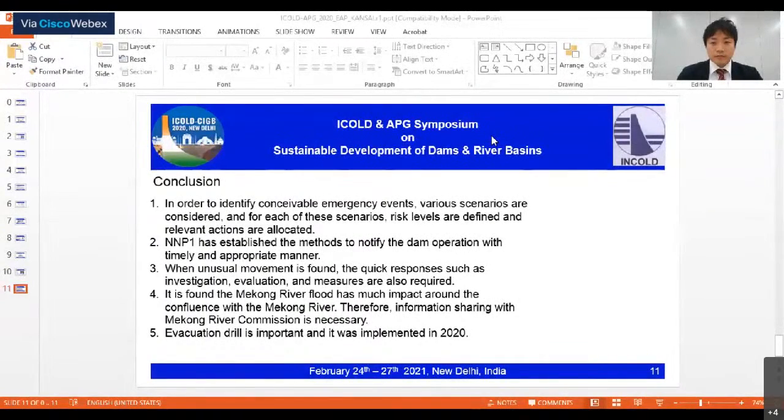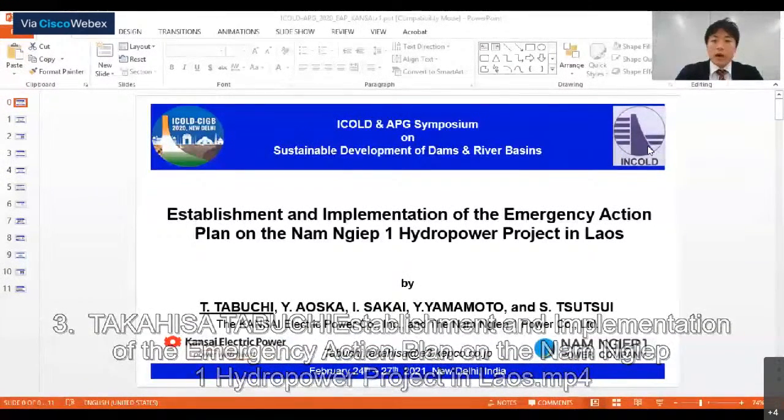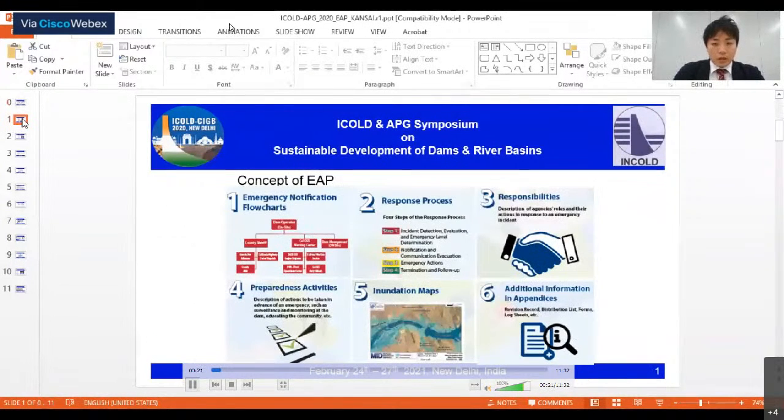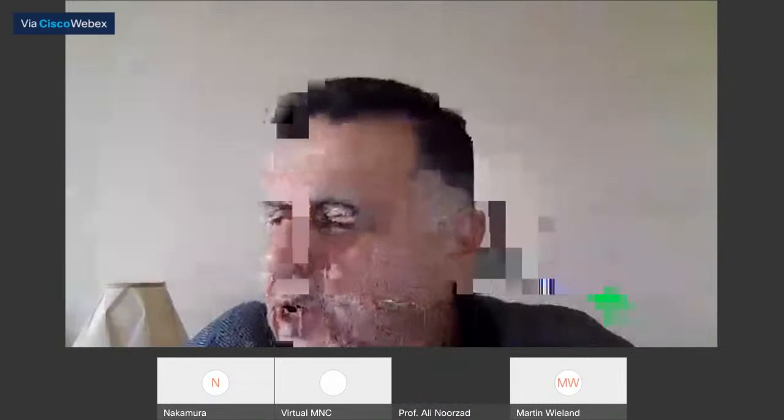Thank you so much for the presentation, sir, and the case study of Mr. Kazuchi, Kansai Electric Power Company, on the establishment and the implementation of the emergency action plan on the Nam Ngiep 1 Hydropower project. Can you stop? Thank you. Yes. And thank you for the nice presentation, especially the case study on the backwater effect and considering the flood system.